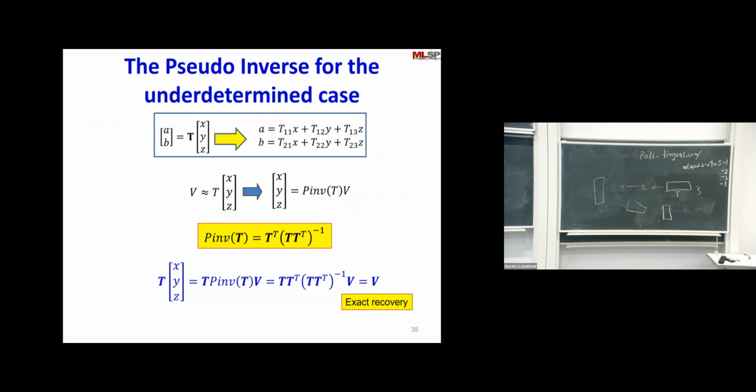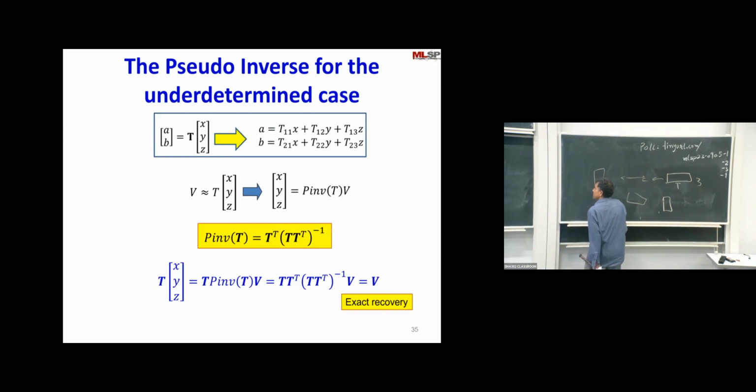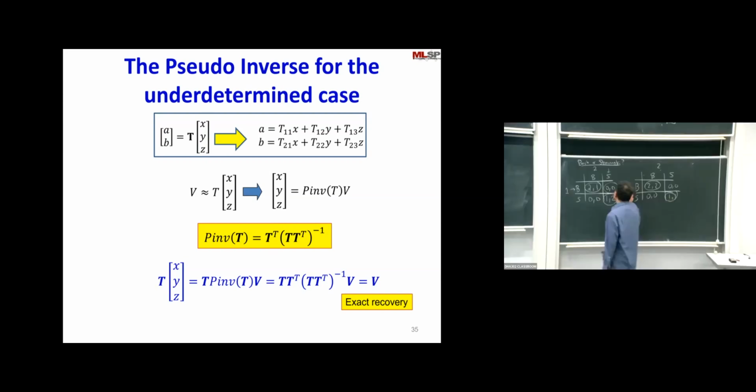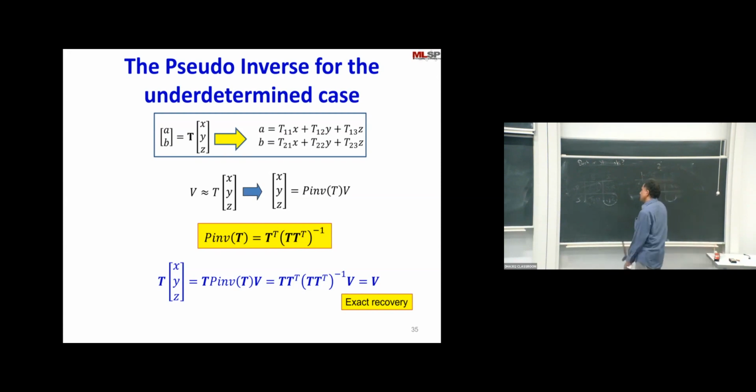If I get a two-dimensional vector and I invert it into 3 dimensions, and then I move it back using the original transform to 2 dimensions, will I end up at the same place? I should, right? Because the entire plane is going to the same point. So in this case, for the overdetermined case, if T has gone from 3 dimensions to 2, is it going to be tall or is it going to be wide?